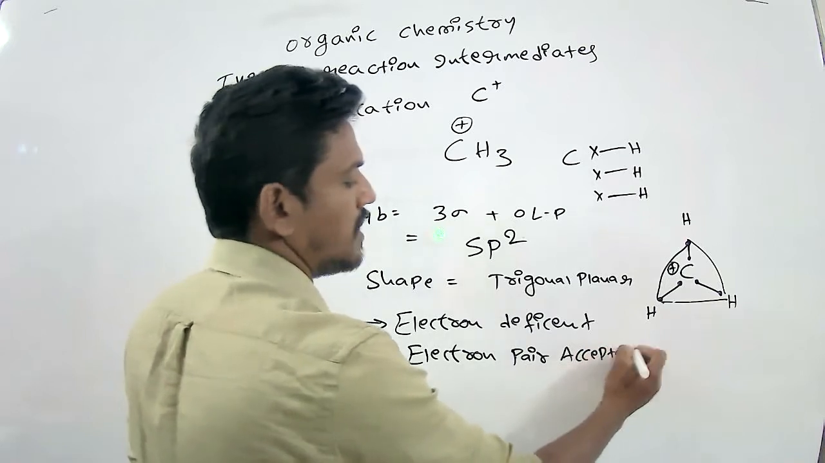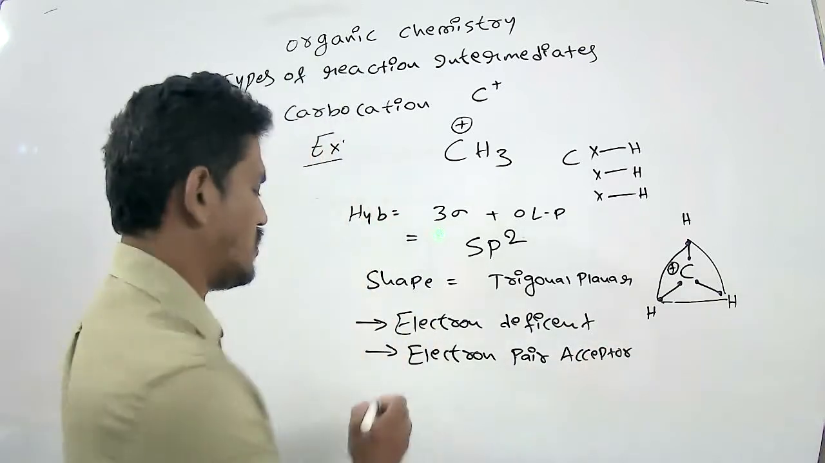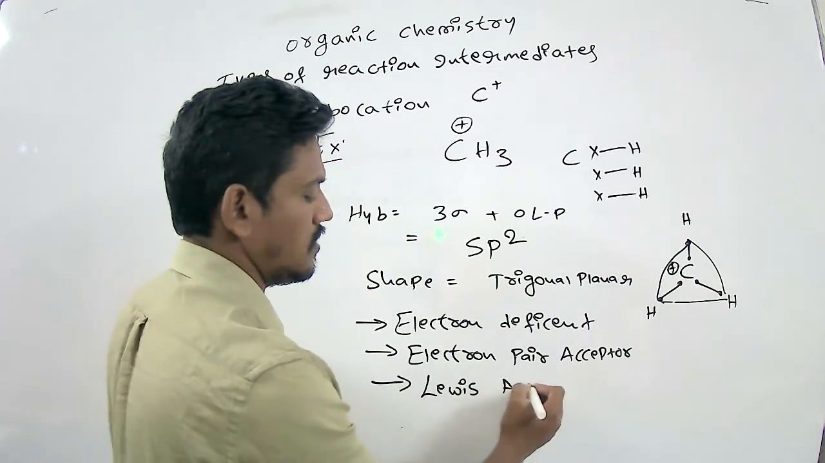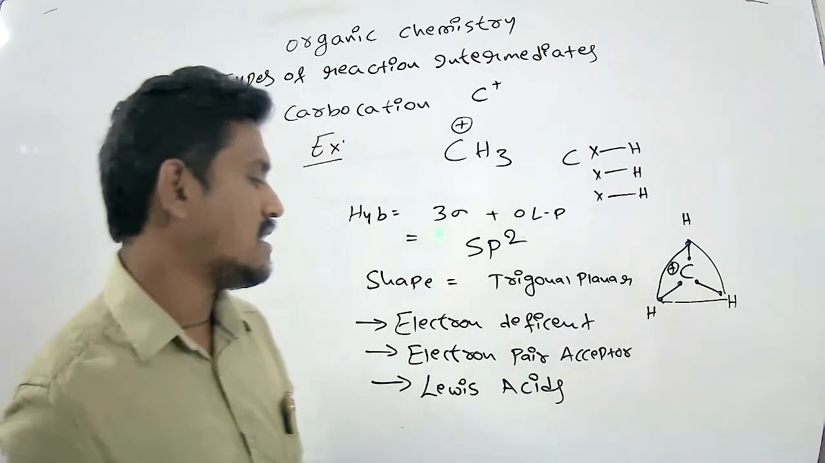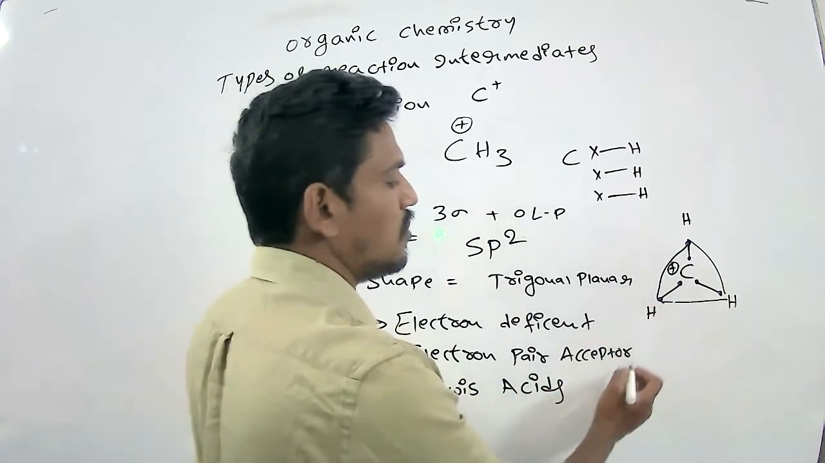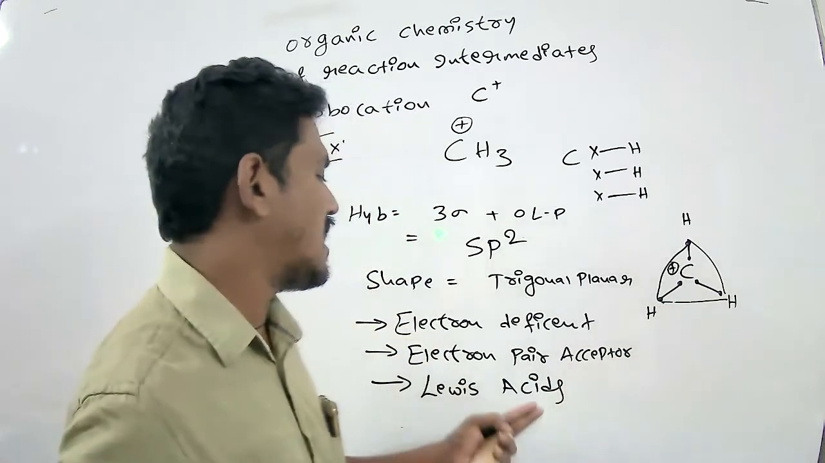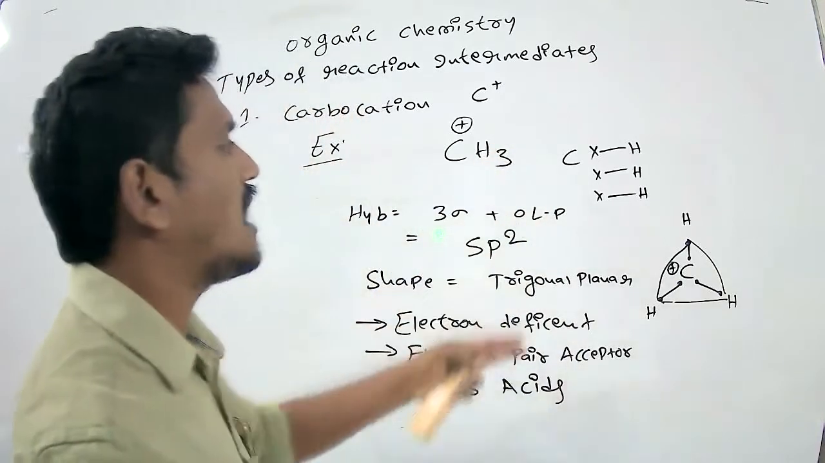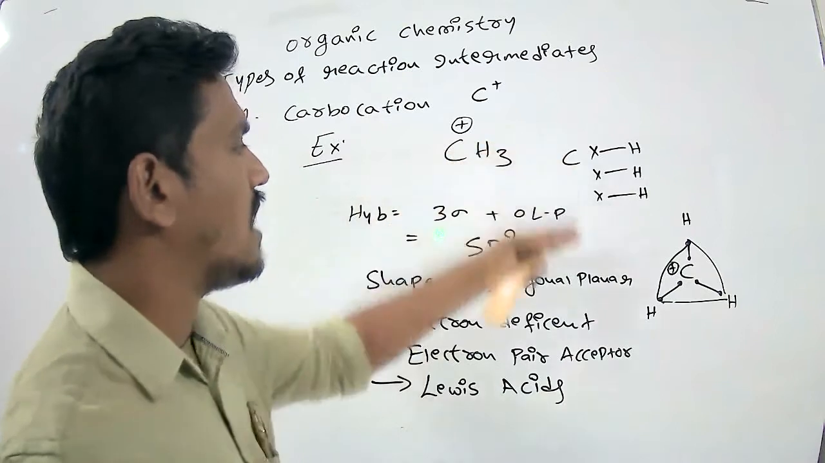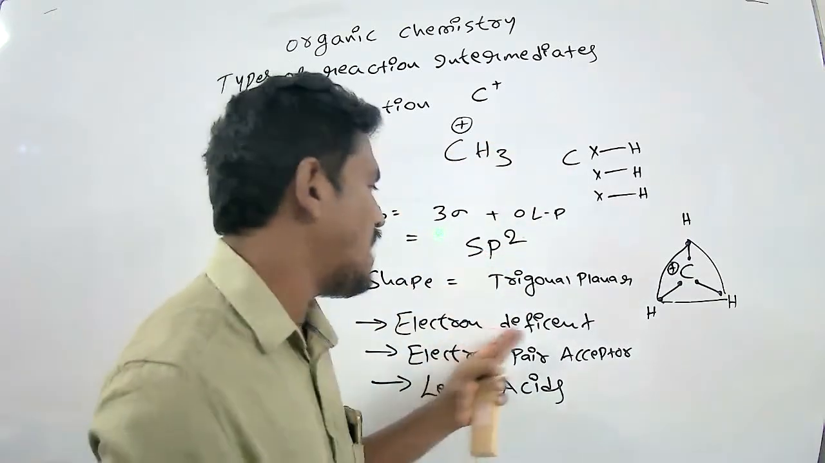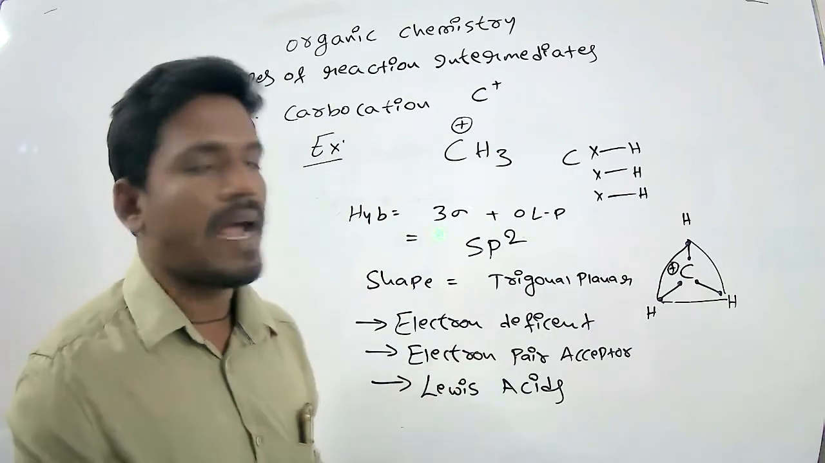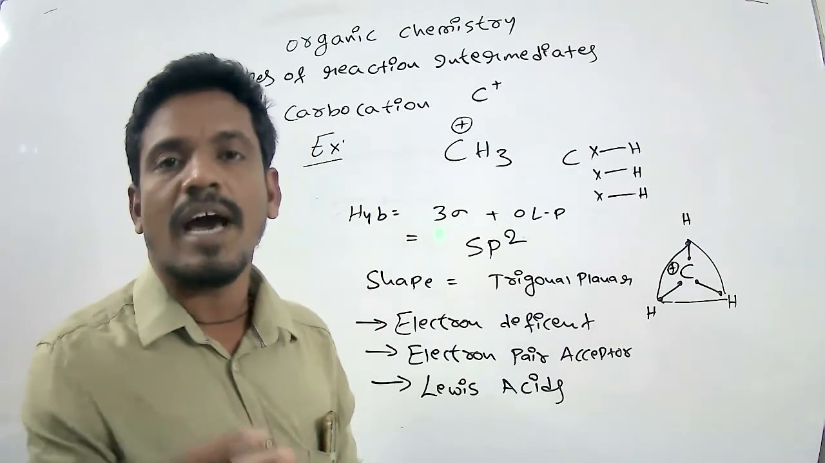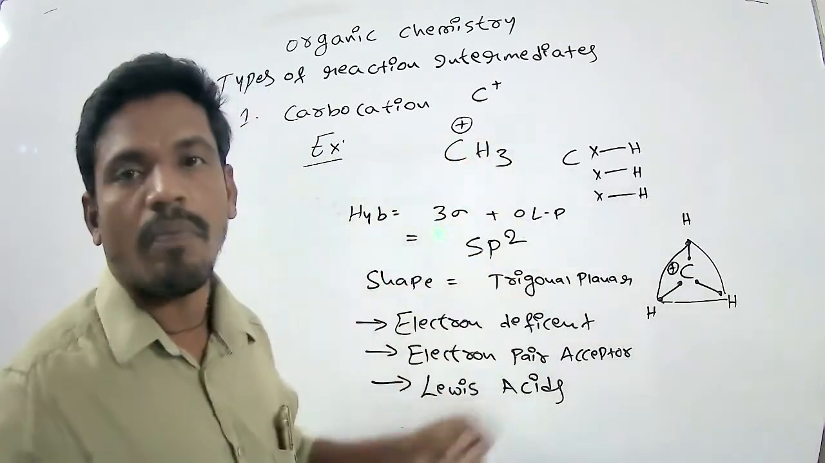Electron pair acceptors are Lewis acids. Sorry, they act as Lewis acids, not Lewis bases. They are deficient by 2 electrons and always trying to accept 2 electrons. So they are Lewis acids, and electron pair donors are generally Lewis bases. So this is about carbocations and their properties: carbon undergoes sp2 hybridization, trigonal planar shape, electron deficient, electron pair acceptors, and they act as Lewis acids. This is one type of reaction intermediate where carbon has a positive charge.